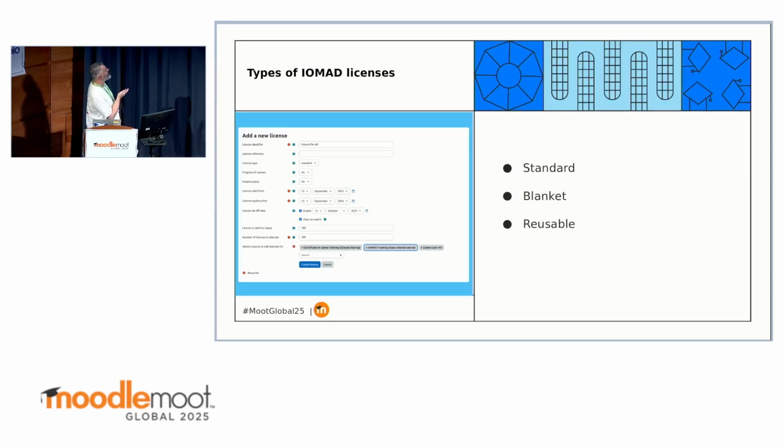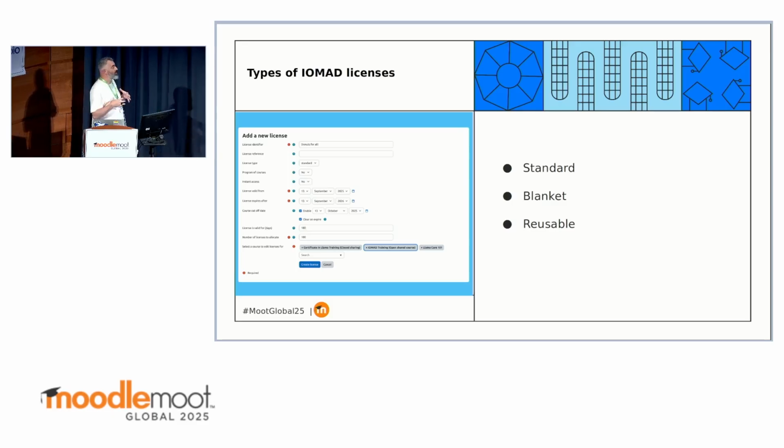Simple license. So we have 3 different types. Standard is most flexible, blanket, and reusable. Licenses also allow you to mimic the kind of enrollments you have in core Moodle, so manual enrollment. A standard license is a manual enrollment type.